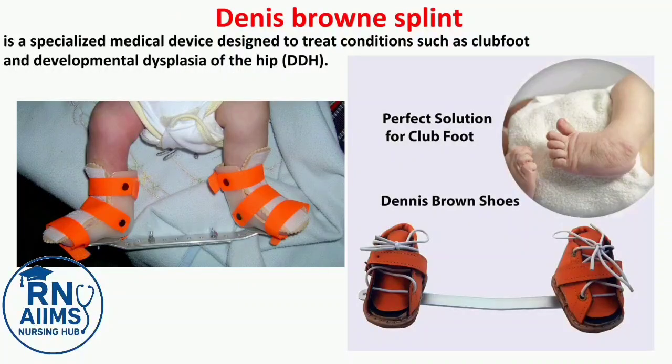Dennis Brown splint is a specialized medical device designed to treat conditions such as clubfoot and developmental dysplasia of the hip, DDH.